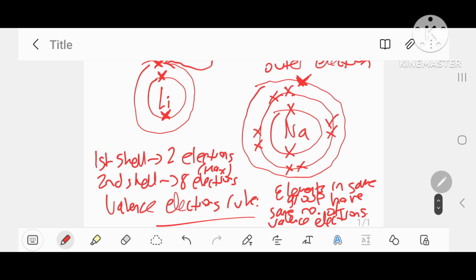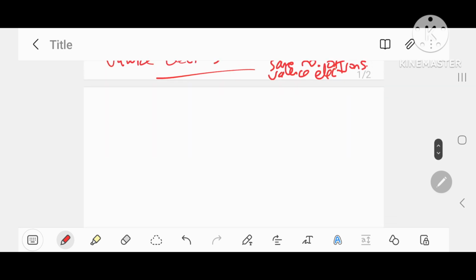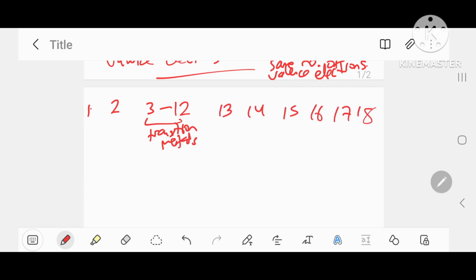Okay, so that's the idea of valence electrons. Now the periodic table actually can help you as a guide in terms of knowing how many valence electrons there are in a particular element by looking at the groups. Because I don't have the periodic table here, I'm just going to write down the names of the groups. Group 1, Group 2, Groups 3 to 12. So these are the transition metals. 13, 14, 15, 16, 17, 18.